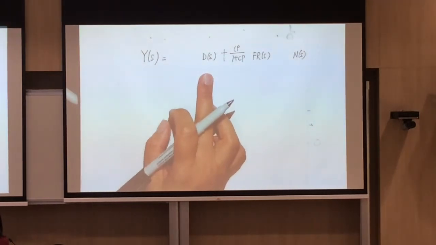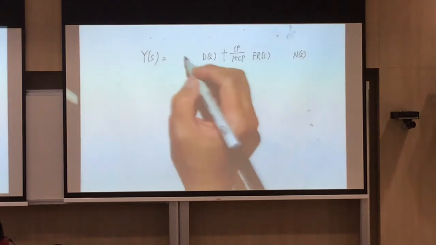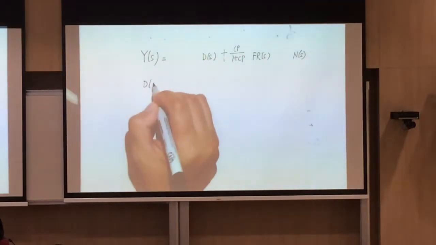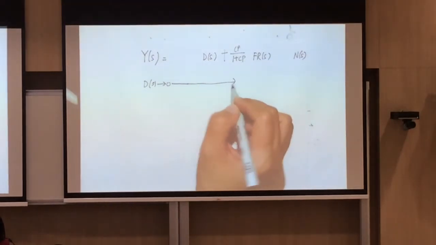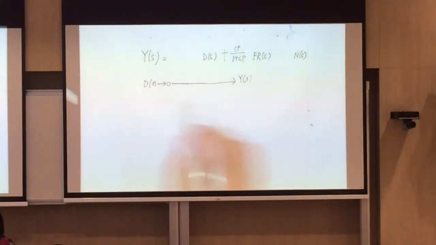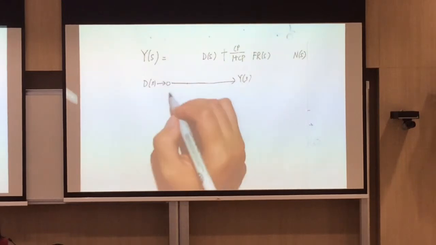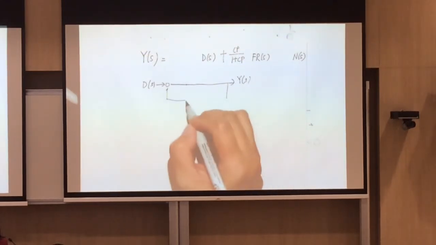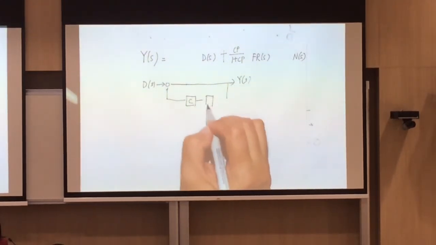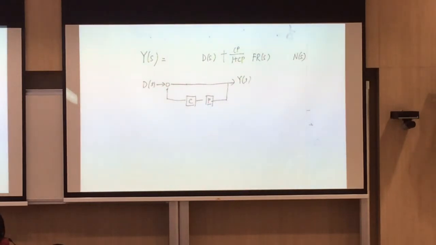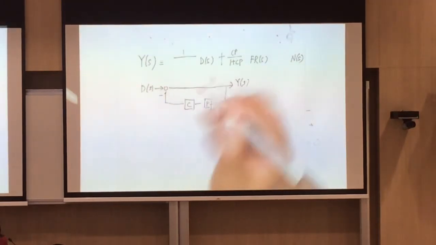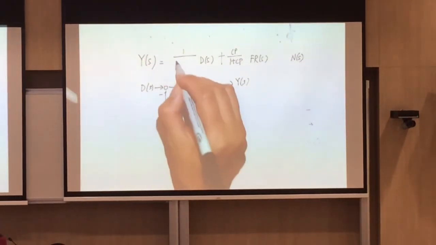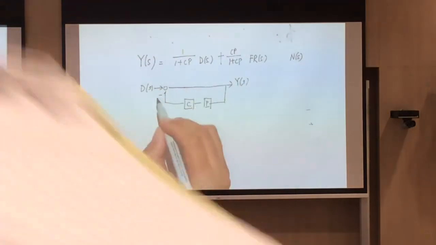We have drawn the block diagram. So this is D. Between D to Y is one straight line, through the C, the P, and the negative sign. So it is 1 over 1 plus CP. So 1 plus CP, this is the schema.